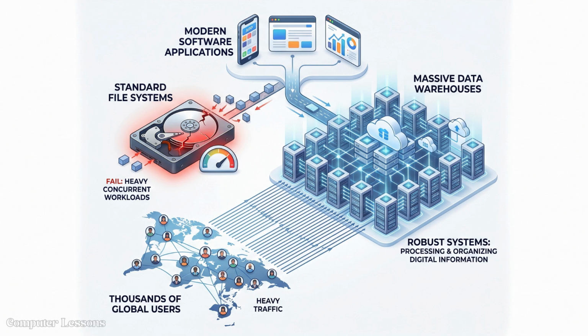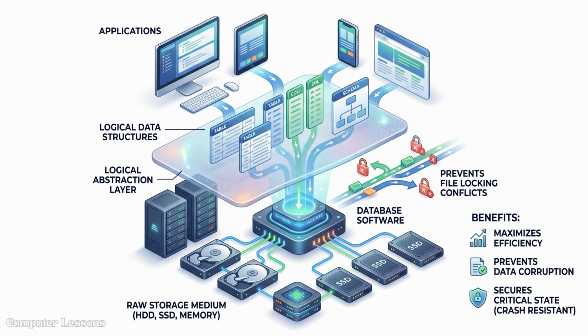This layer provides an optimized engine for searching, sorting, and updating massive datasets in milliseconds while managing thousands of active connections. A database separates the logical data structure from the raw storage medium to maximize operational efficiency and prevent dangerous file locking conflicts in memory. This abstraction ensures multiple applications read the same information without causing data corruption or losing critical states during a system crash.